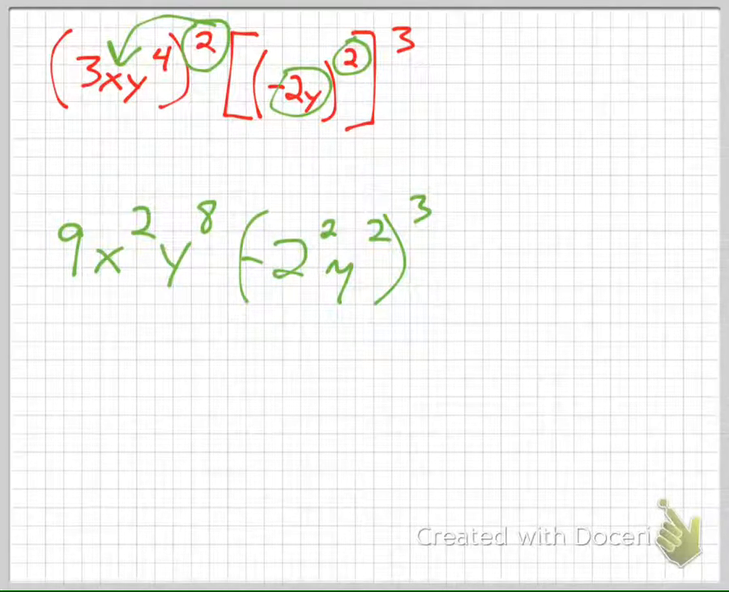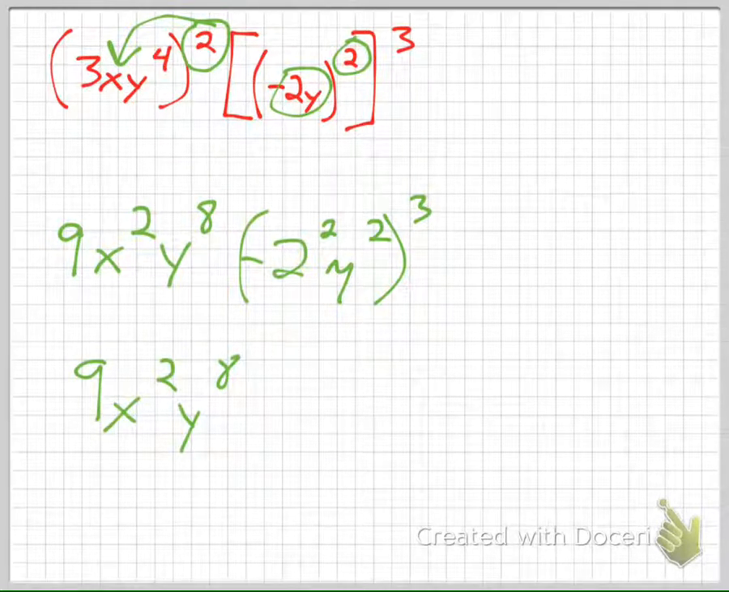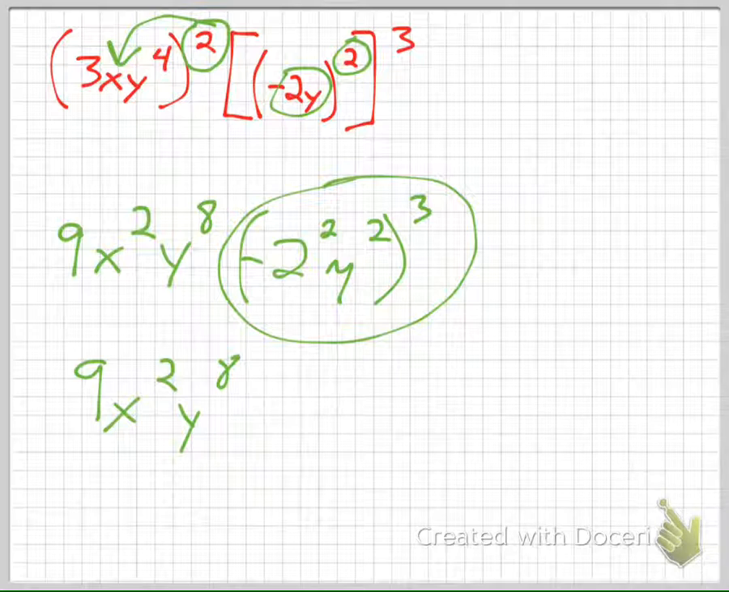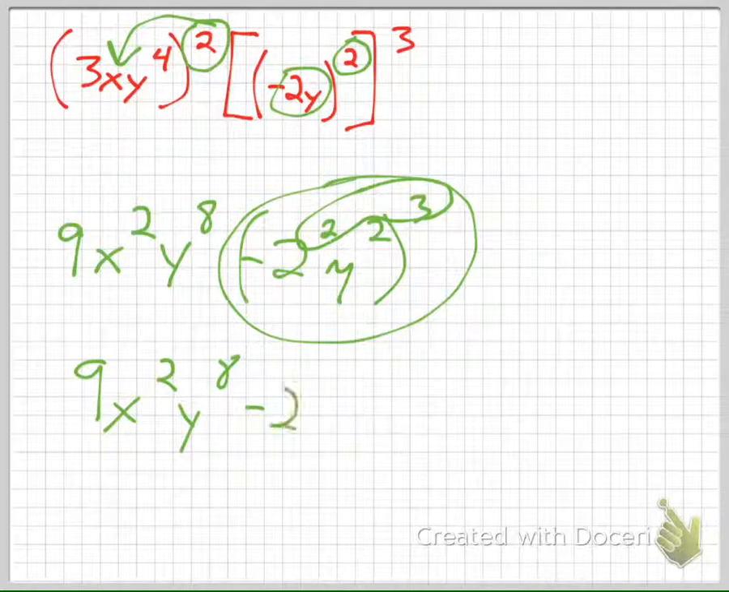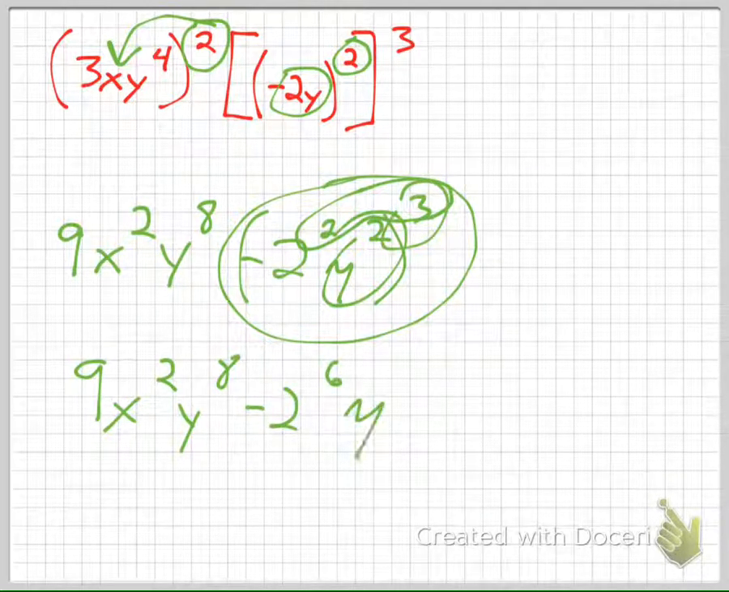Okay, now we have to fix that. So we're going to get rid of this. We're going to go 9x squared, y to the 8th, and then now we're going to do this thing. Negative 2 squared to the 3rd. What do I do with those? You multiply them, so it goes negative 2 to the 6th. And then y squared to the 3rd is y to the 6th. Can I combine this stuff now? It's all one big string of multiplication.